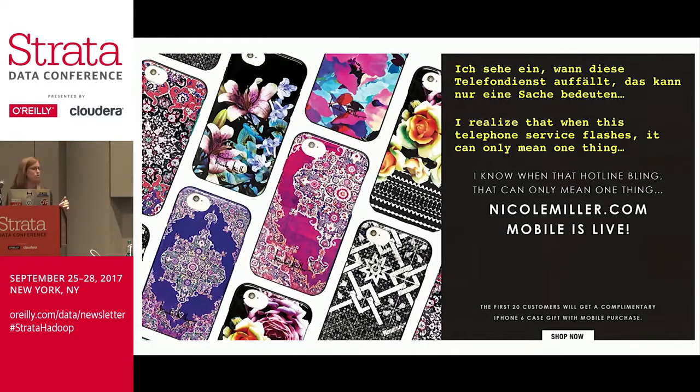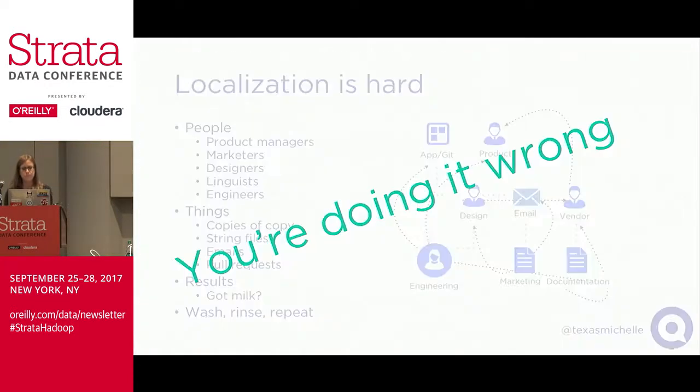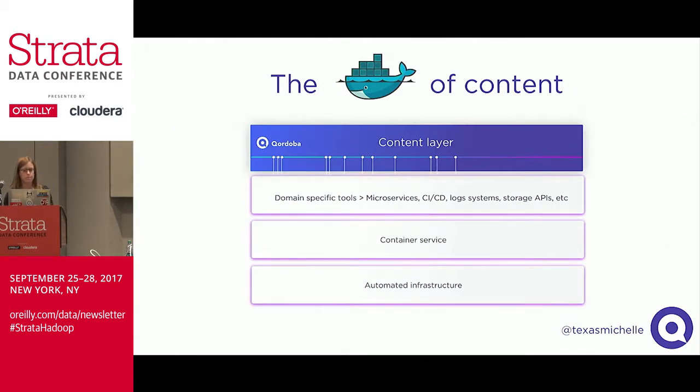It's roughly akin to, I realize that when this telephone service flashes, it can only mean one thing, and that is so much less effective. So it's not just about finding the right translations, it's really trying to capture the essence of what you're trying to communicate and still make it effective and really still hit those goals. So we think that there's a better way. We think that we could really just make it more efficient and more localized than it's ever been before.